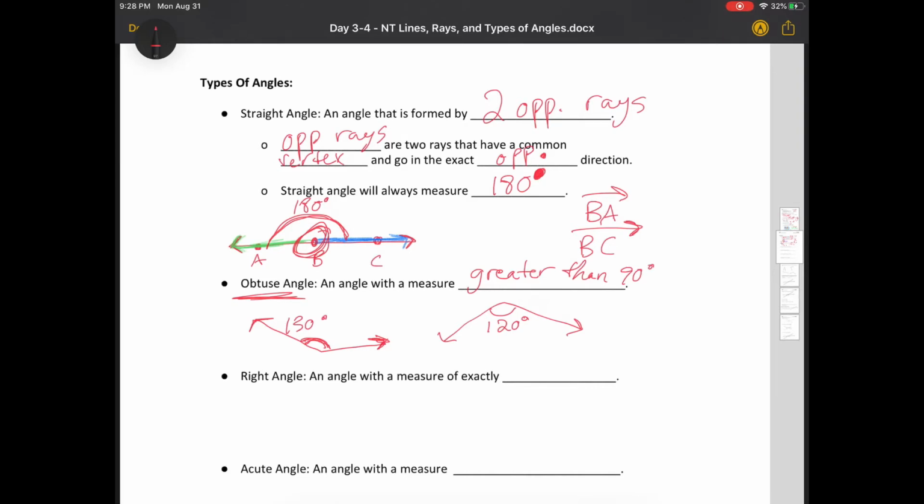Pretty straightforward. And then we have our right angle. Our right angle is an angle with a measurement of exactly 90 degrees. So again, it'll look something like this with that box there. As soon as you see this label with the box in the corner of an angle, that means it's 90 degrees and it's a right angle. So again, it could face any direction. It could look like this. It could also look like this. As long as it has that box there, that means it's 90 degrees.